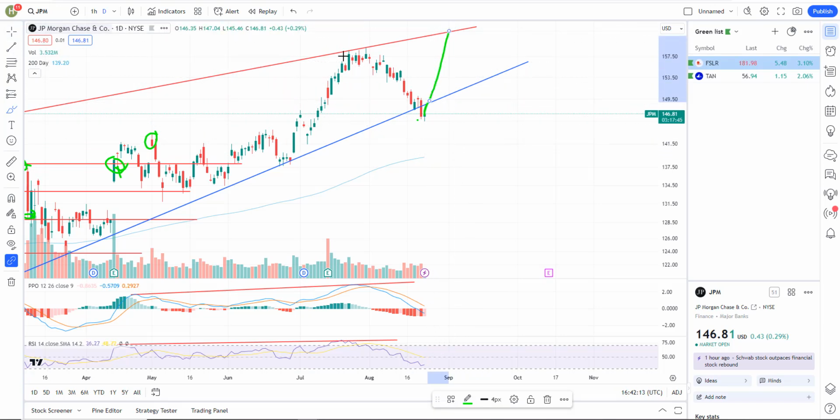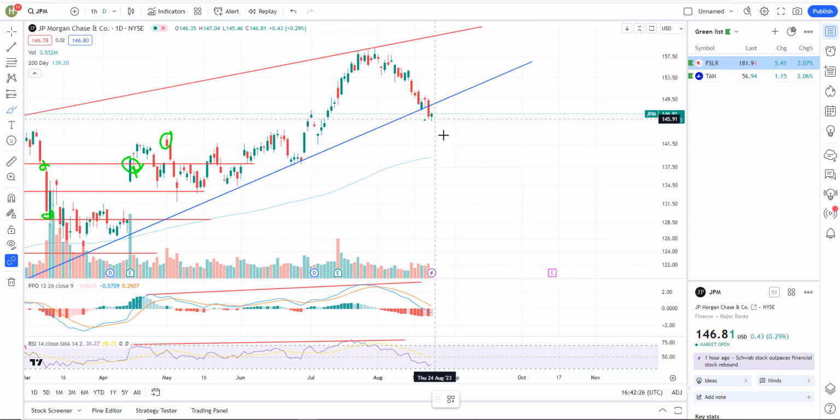Okay, so that's one thing to watch out for, because at the end of the day, nobody knows where it's going to go. So if it does do that, then we stop out. Otherwise, this is a breakdown. That's exactly what this is, and it should likely continue lower.